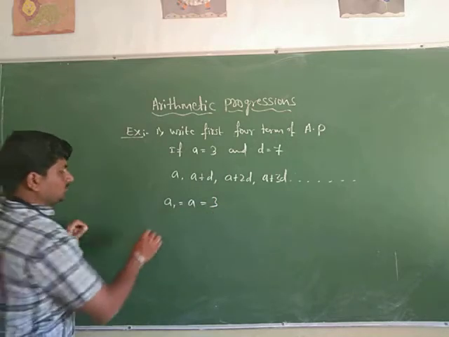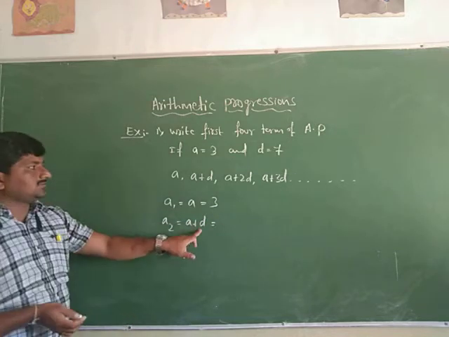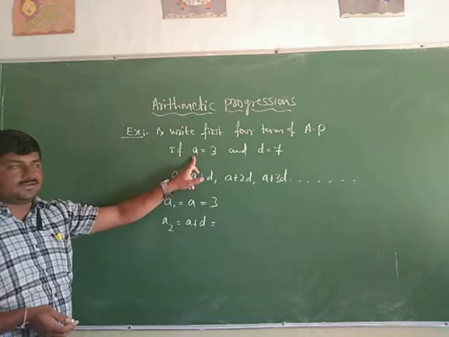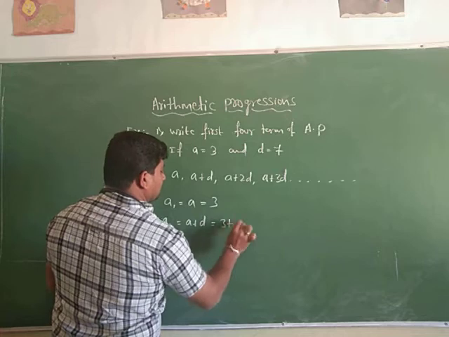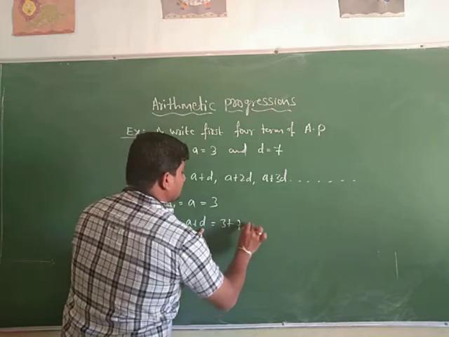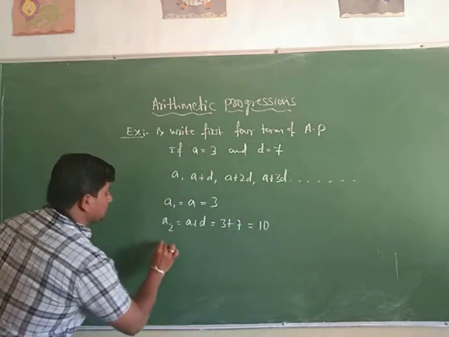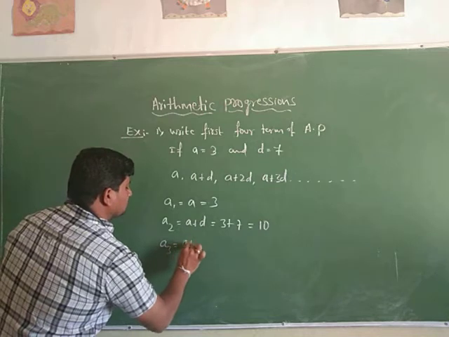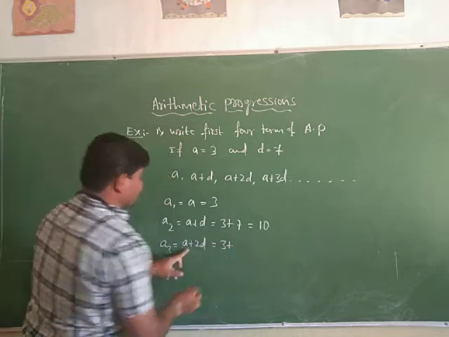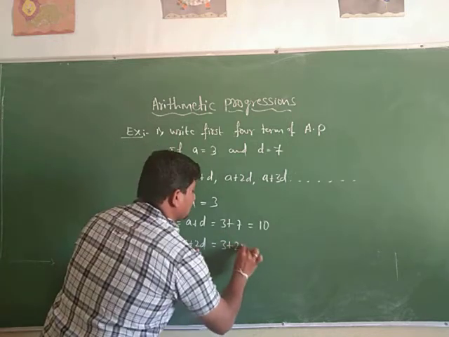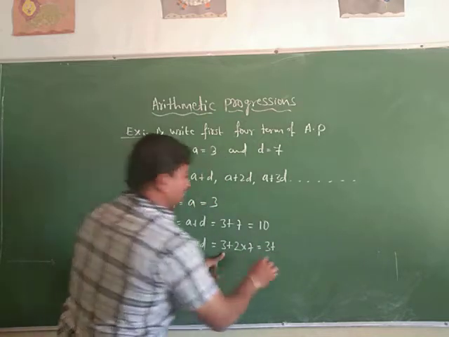We find a2, which is a plus d. We add d to the preceding term, the first term, which is 3. So 3 plus 7 is 10. The next term is a3, which is a plus 2d. A is 3, plus 2 into d, that is 2 into 7. That is 3 plus 2 sevens, which are 14.